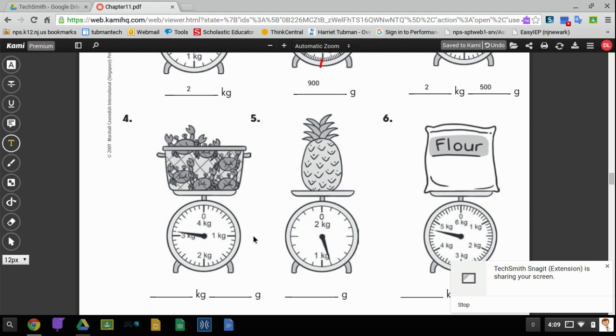Number 4. Oh, this is the same example as the one above. We know it's 3 and a little more, so we know it's 3 kilograms. And like before, each line is 100 grams. So it's 3 kilograms, 100 grams.